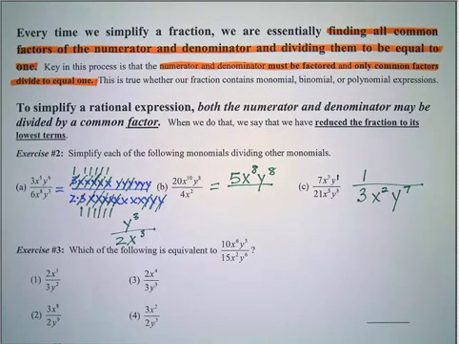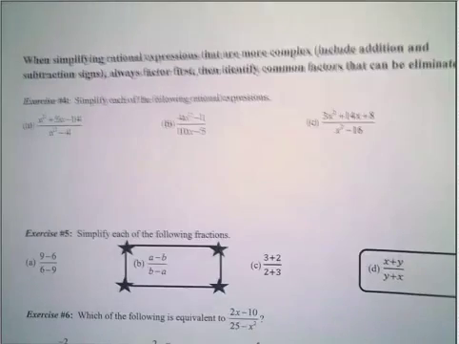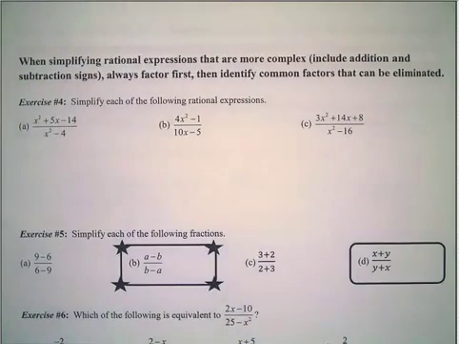Pause the video and try exercise 3. Hopefully you got your answer of choice 3. All right, let's look at exercise 4. When simplifying rational expressions that are more complex, including addition and subtraction signs, so we're talking about binomials, trinomials, polynomials, always factor first, then identify common factors that can be eliminated.